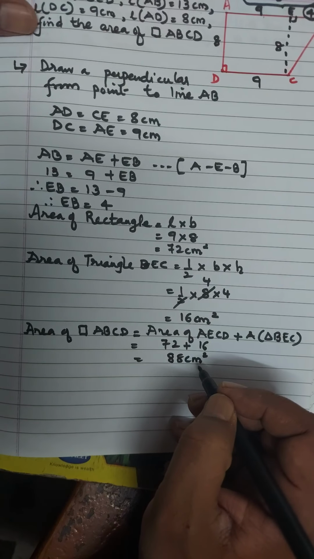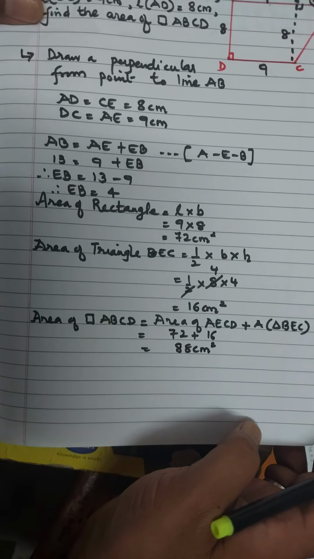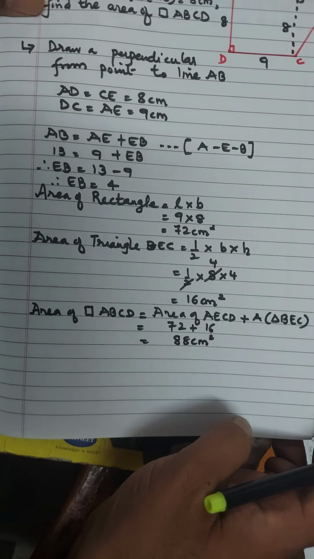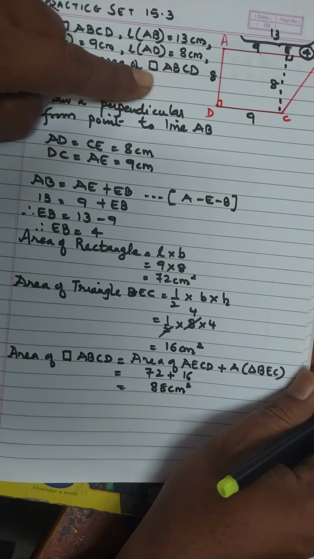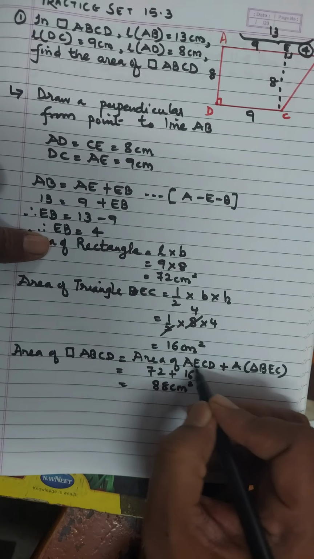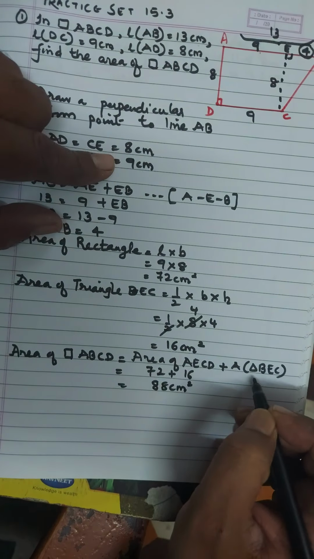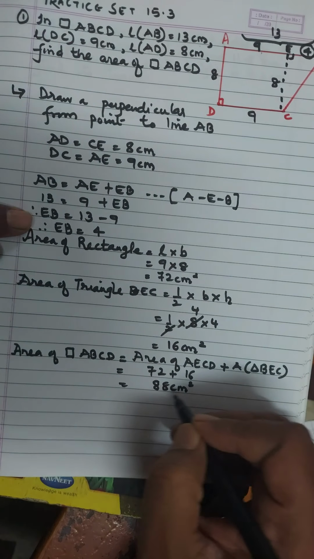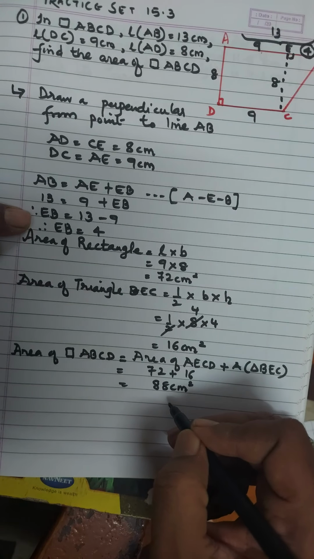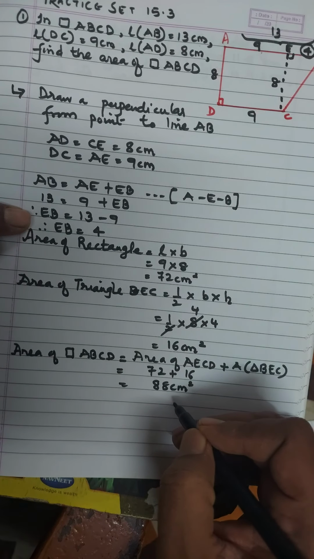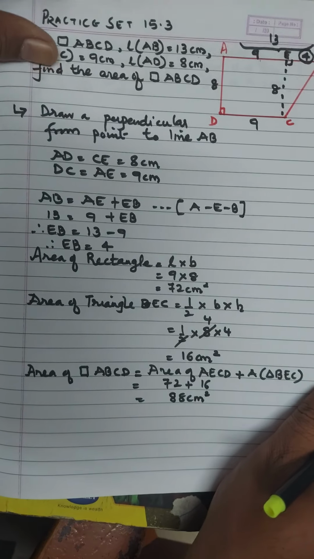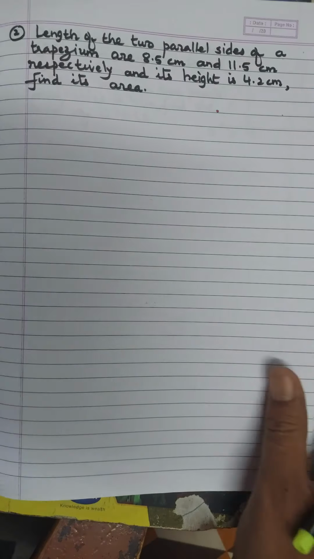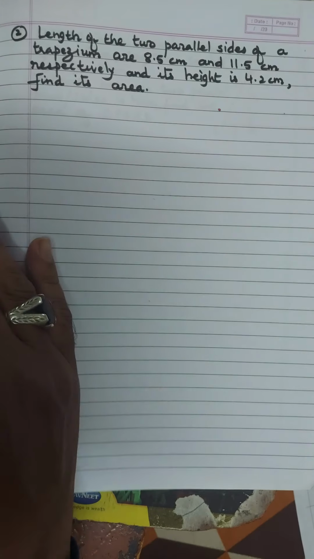Okay, now we need to take out the area of the trapezium. We already got the area of ABCD. See here, area of AECD plus area of triangle BEC, so we got the value of 88 centimeter square. Very simple, very easy first question. Now let's go to the second question.